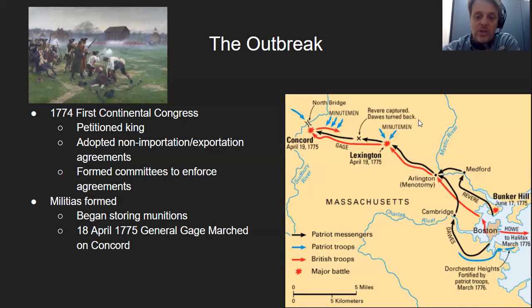Minutemen. Minutemen were a special kind of quick reaction militia. They were required to have their gun and powder at the ready, like right by the door. They always had their boots on, that kind of thing. They were at a minute's notice. They were able to assemble.